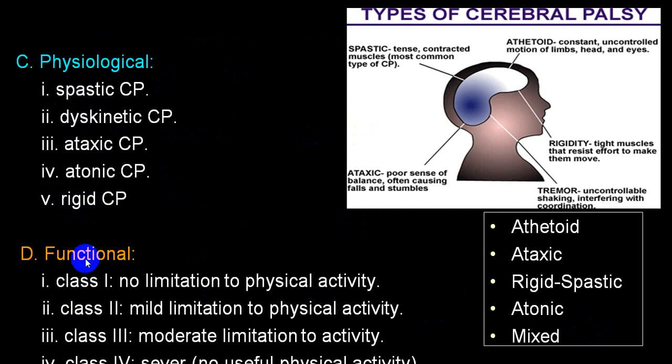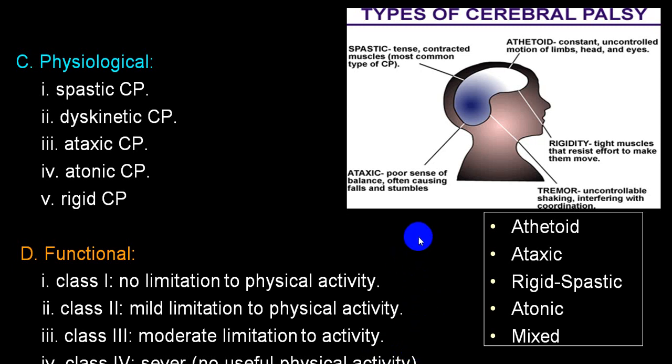Depending upon the severity, class 1, class 2, class 3 and class 4. Class 1, no limitation of physical activity. Class 2, mild limitation of physical activity. Class 3 is moderate limitation of activity. And class 4 is called severe, where the person is almost bedridden. That is that particular group.